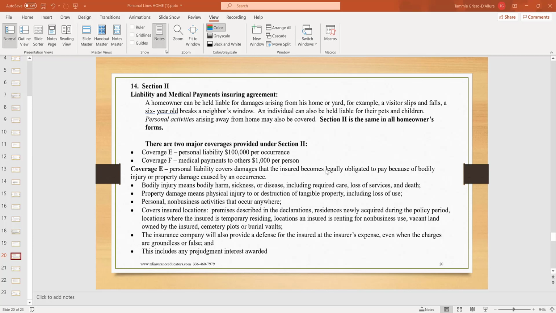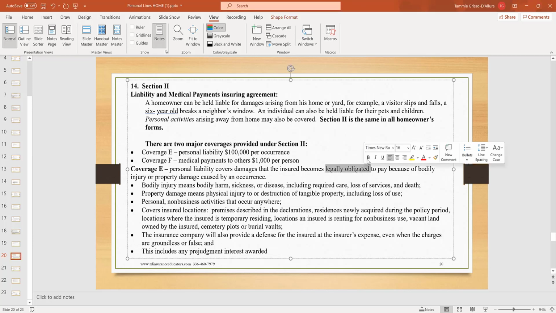Now your coverage E, this is personal liability, and this covers damages that the insured becomes, and this is real important here, legally responsible for or legally obligated to pay. And then your perils are going to be bodily injury and property damage caused by an occurrence. So it's bodily injury and property damage to a third party.